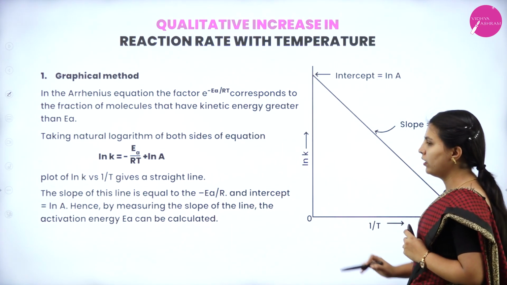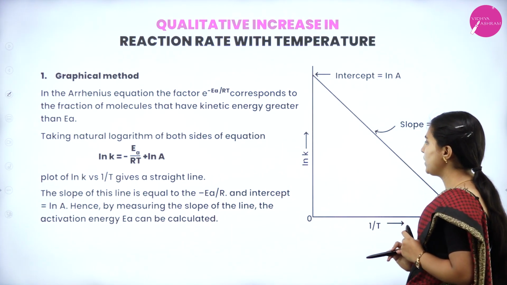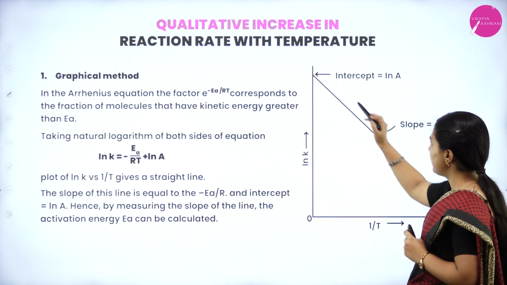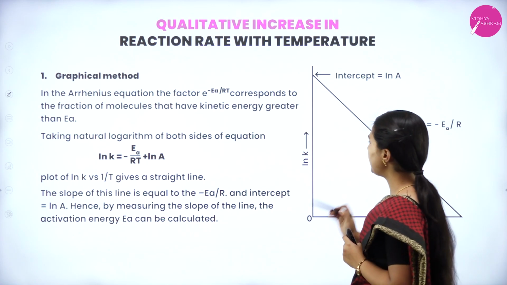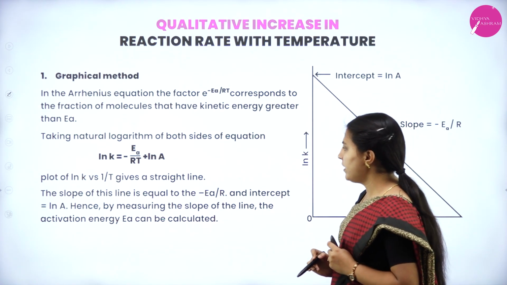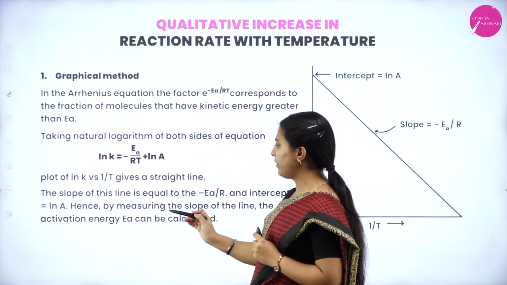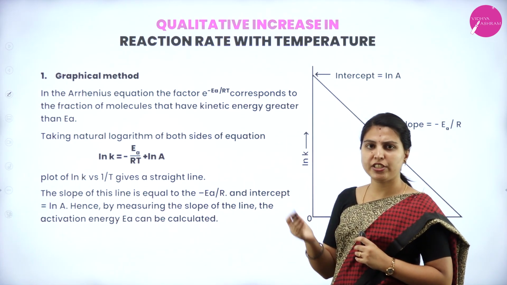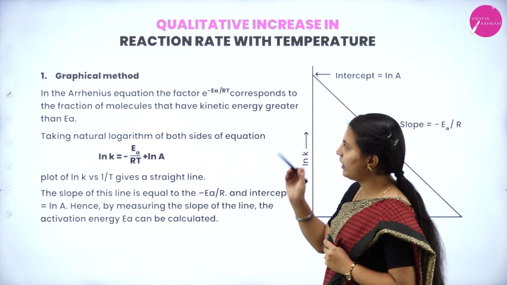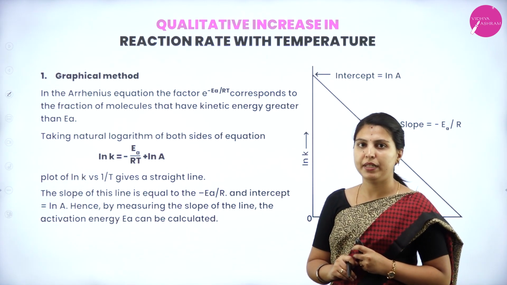See, ln k, the rate constant, versus 1 by T gives a straight line having intercept ln A and slope minus Ea by R. Hence, by measuring the slope of the line, the activation energy Ea can be calculated. Using the slope of the line, activation energy can be calculated by the graphical method.